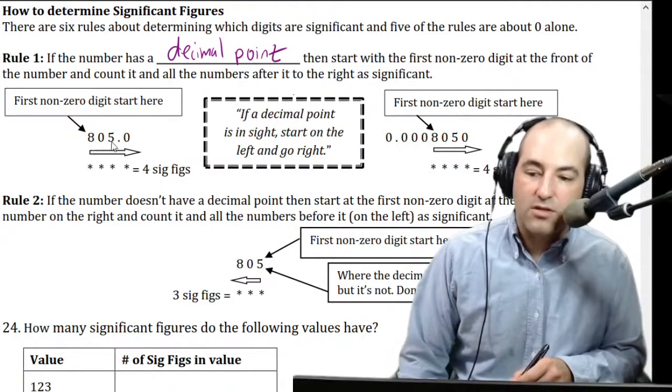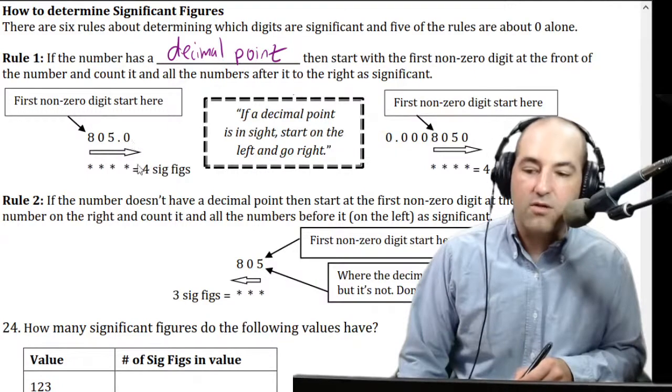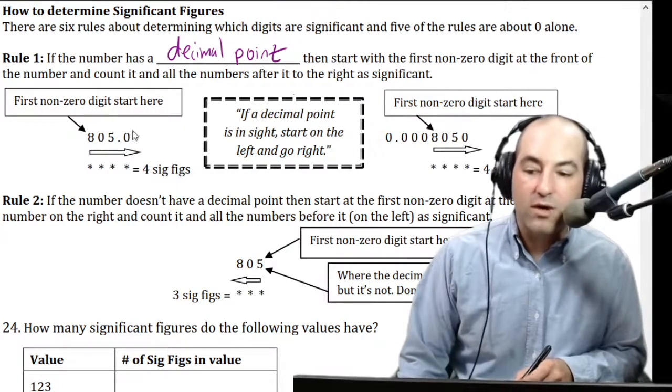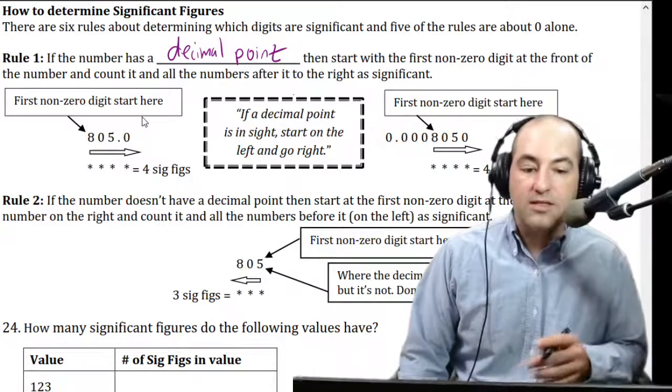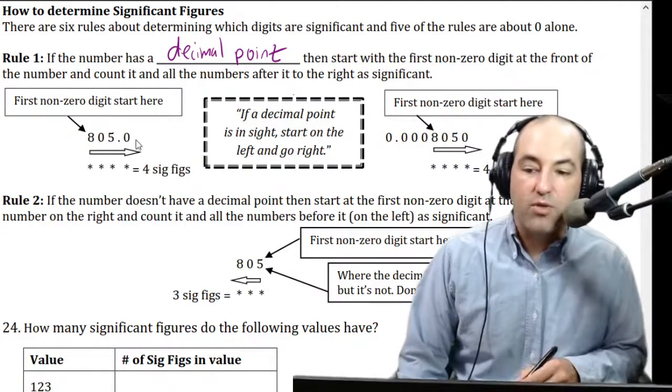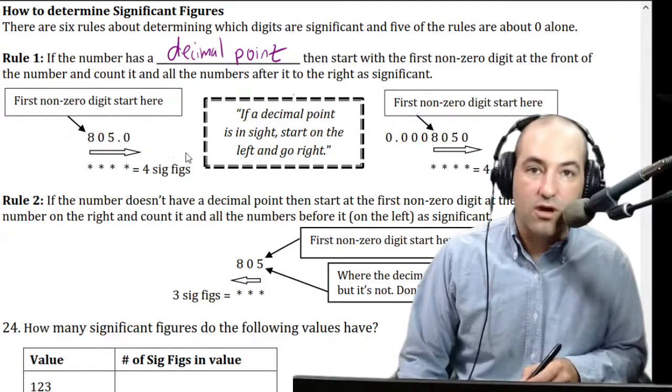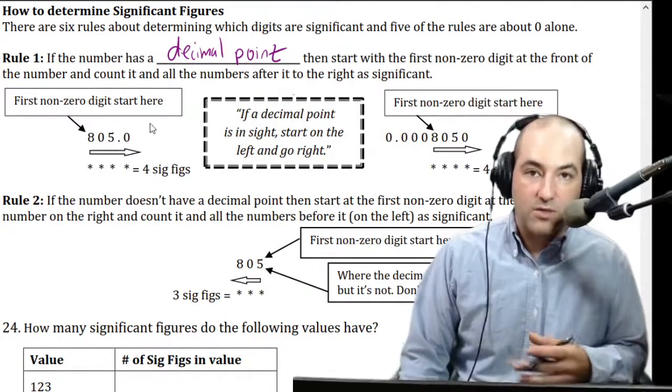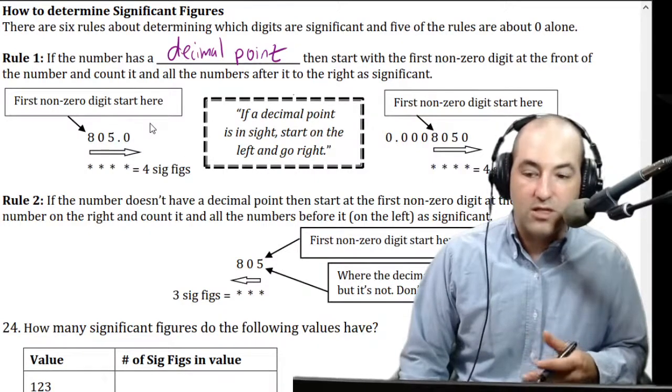So 805.0 is 4 significant figures. Remember, 0.0 is significant because it changes our precision. If that were 0.00 or 0.000, then we would actually be talking about a different range of precision.